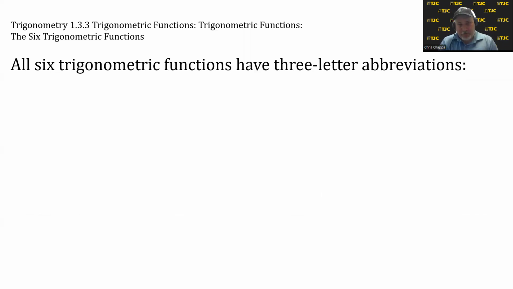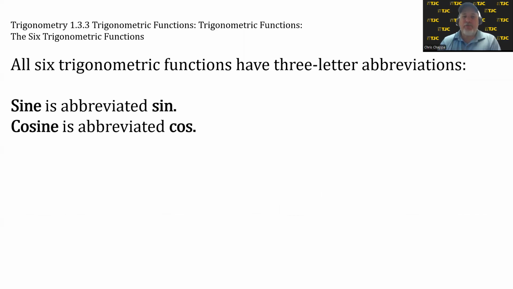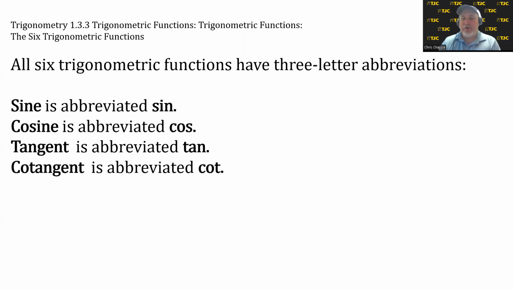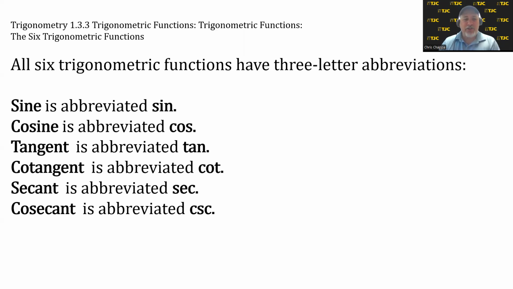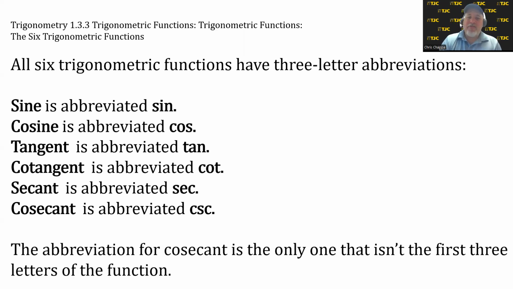All 6 trigonometric functions have 3-letter abbreviations. Sine is abbreviated SIN, cosine is abbreviated COS, tangent is abbreviated TAN, cotangent is abbreviated COT, secant is abbreviated SEC, and then the last one, cosecant, is abbreviated CSC. You may have noticed that the abbreviation for cosecant is the only one that isn't the first 3 letters of the function. Otherwise, it would have the same abbreviation as cosine.